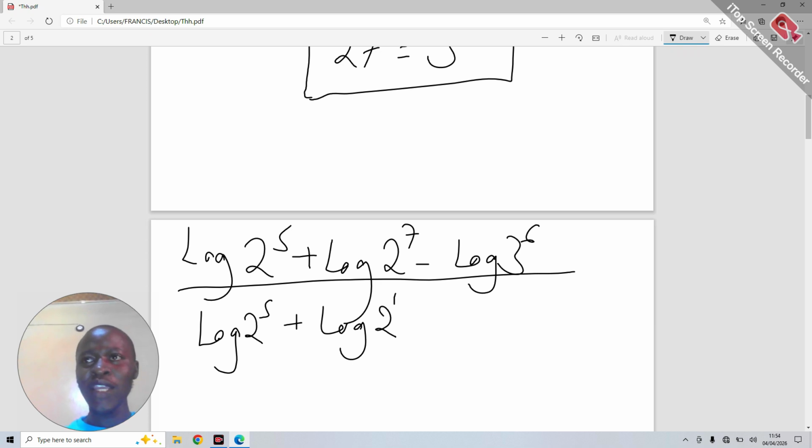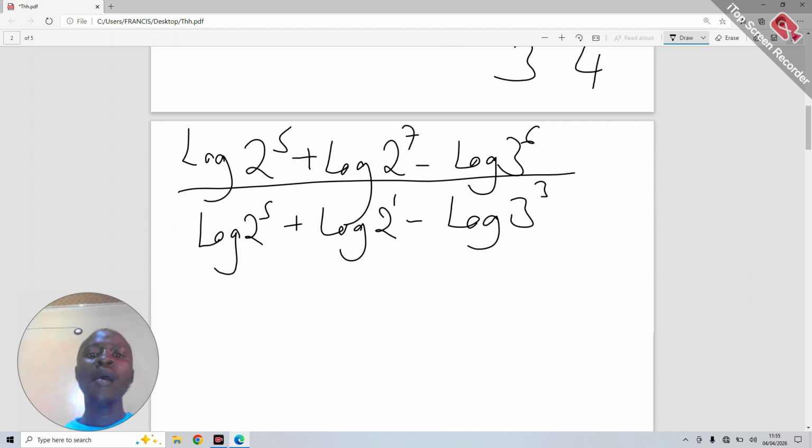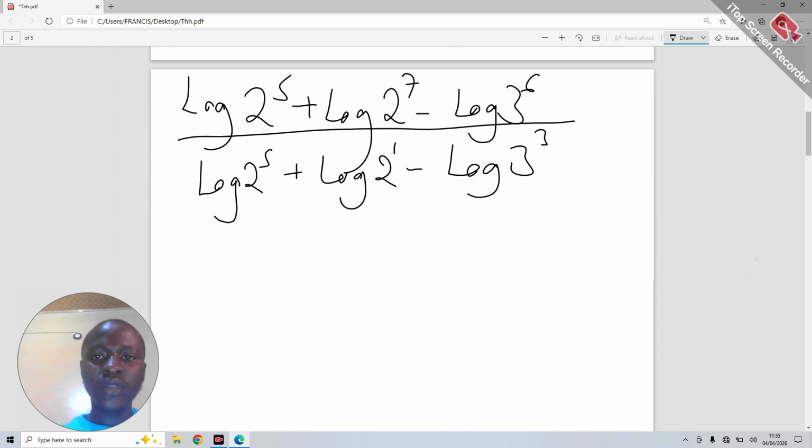By the way, you don't have to be reminded that there is a hidden 1 in any number written without a power. Like for example, if I just write for you 3, 4, you must understand that there is a power of 1, which is not normally indicated. Let's continue. Log 27 is the same as log 3 power 3. We have not done.